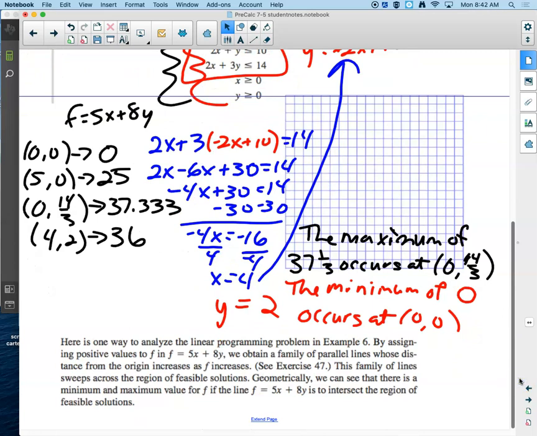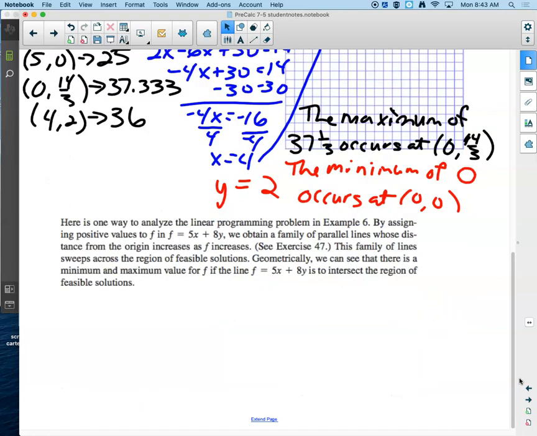But algebraically, this is the way to go. But I'm going to read to you about this. Here is one way to analyze the linear programming problem in example 6. By assigning positive values to f in f equals 5x plus 8y, we obtain a family of parallel lines that sweeps across the region of feasible solutions. Geometrically, we can see that there is a minimum and maximum value for f if the line f equals 5x plus 8y is to intersect the region of feasible solutions.